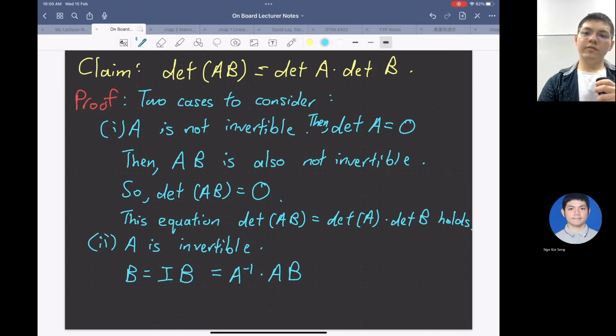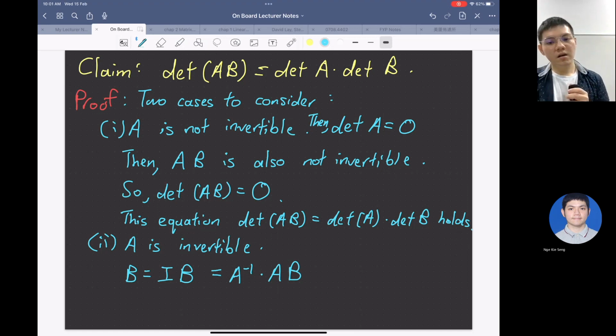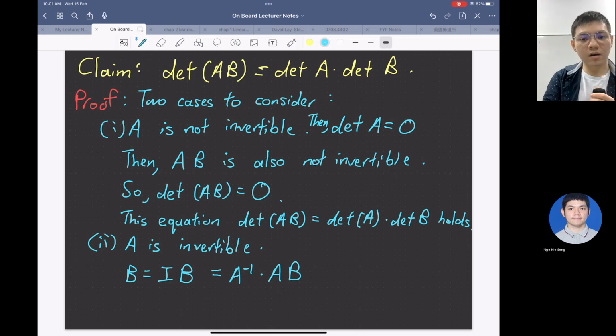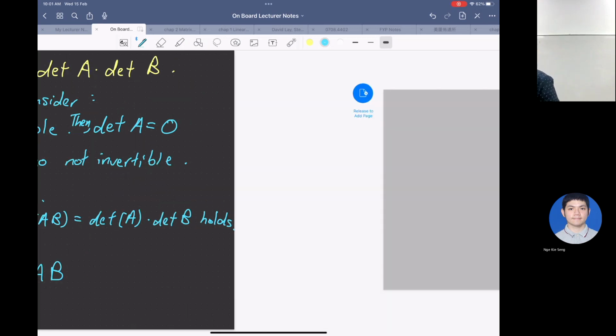Can you use something from the row reduction? Any idea? Can you use something from the row reduction or not? No idea. Okay, let me try again.